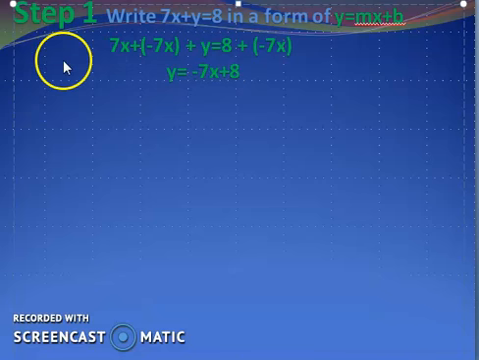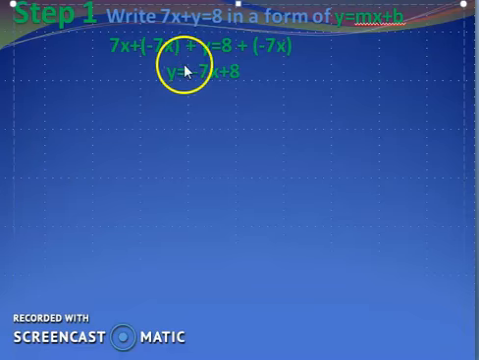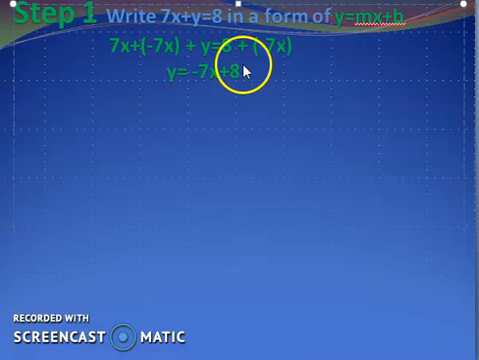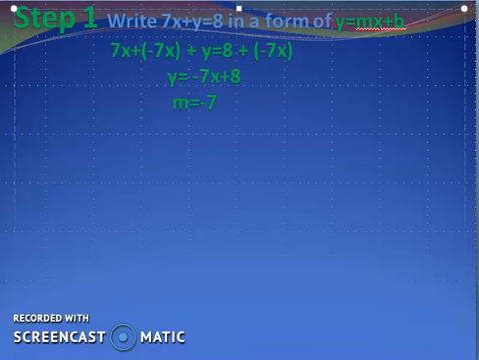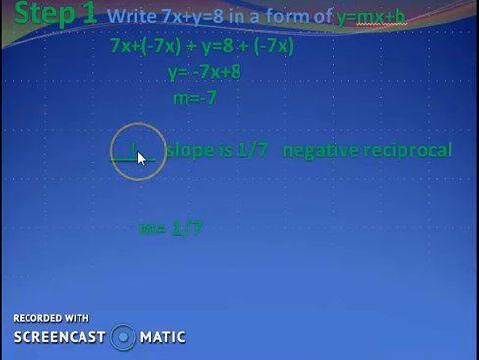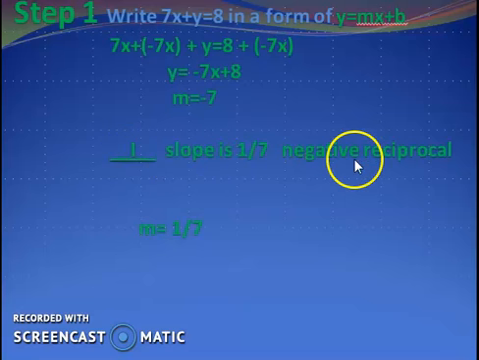Remember, in the problem, the unknown line is perpendicular to this line. So when it's perpendicular to that line, that means the slope is the negative reciprocal of that line's slope. If the slope of this line is negative 7, the slope of the line we are looking for would be 1 over 7. Just remember, if a line is perpendicular to another line, its slope is the negative reciprocal of that line's slope.